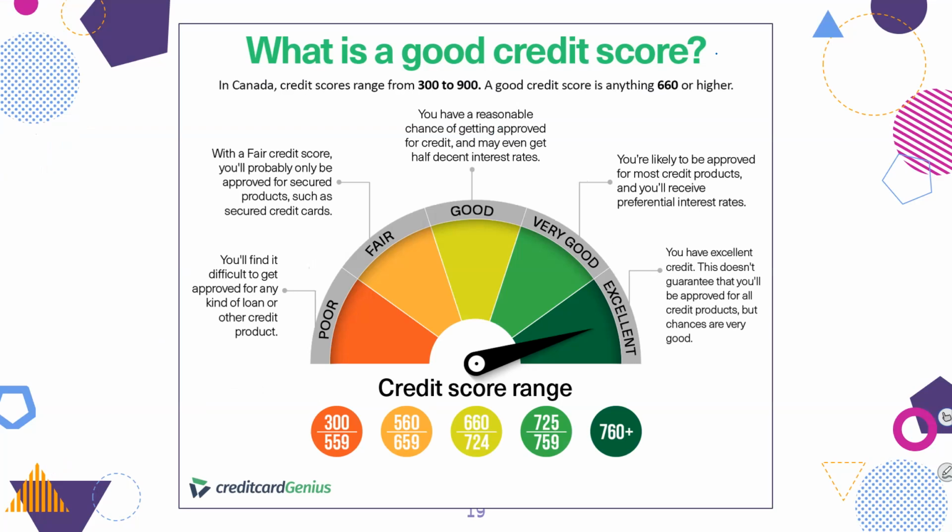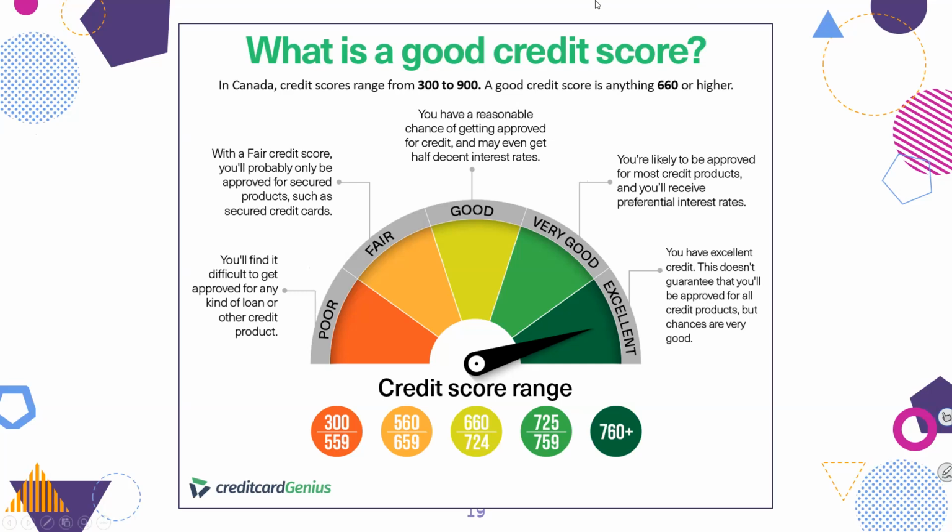So what is a good credit score? The credit score is on a random range. I don't know why it's like this. I don't know where it comes from. But in Canada, the credit scores range from 300 to 900. The lowest you can have is 300. The highest you can have is 900. Neither of those are exactly likely, but that's the range. And generally a good credit score is anything above 660.